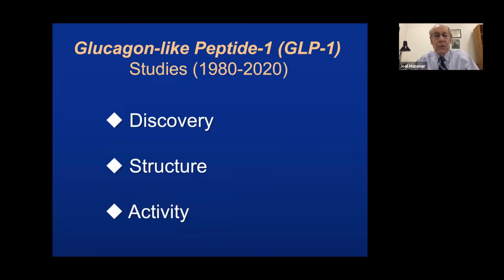What I'm going to do today is to go through and describe our studies that took place over about 4 decades now, on the discovery and the structure and the activity of the GLP-1 peptide.